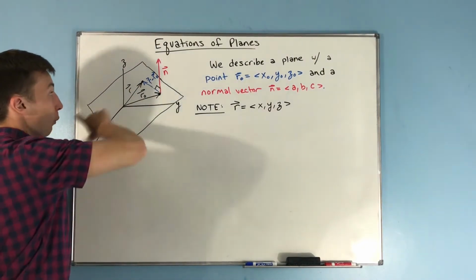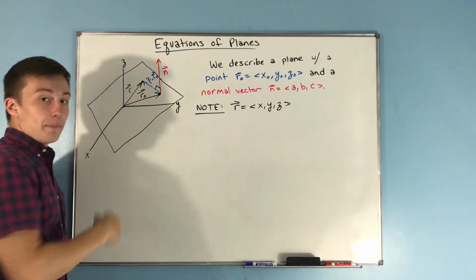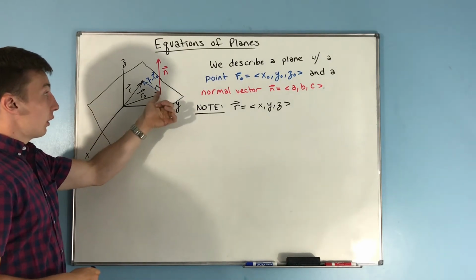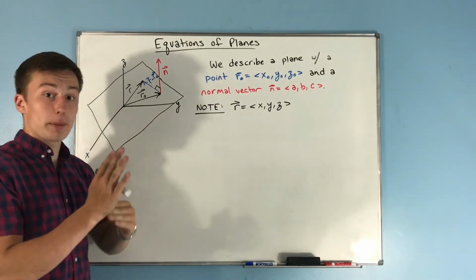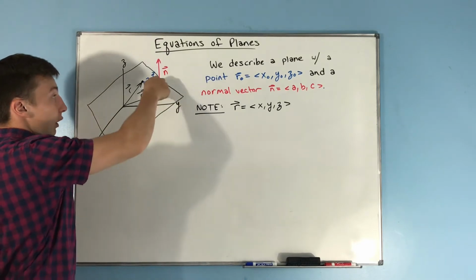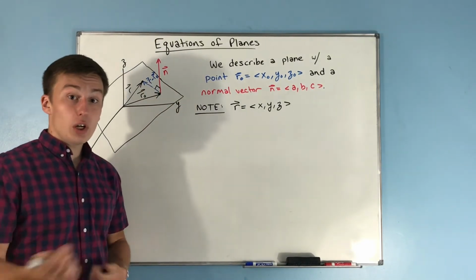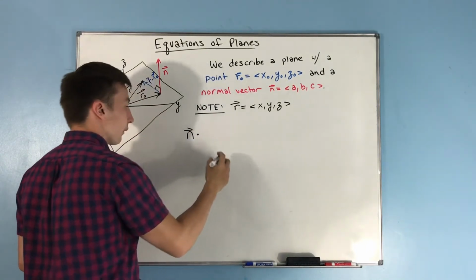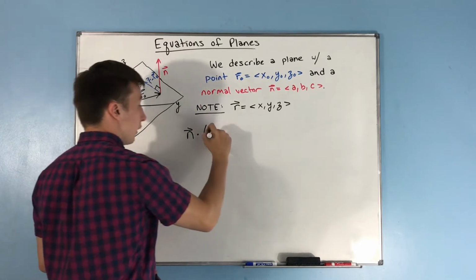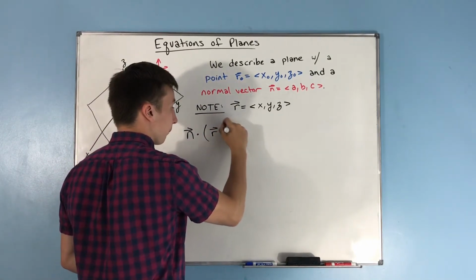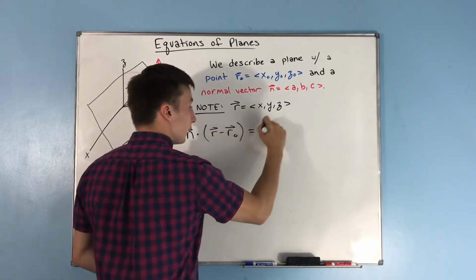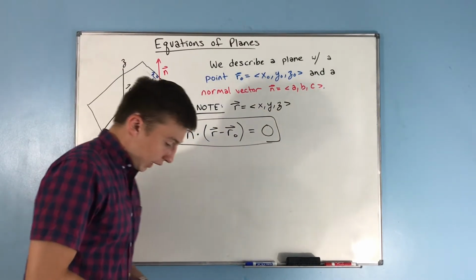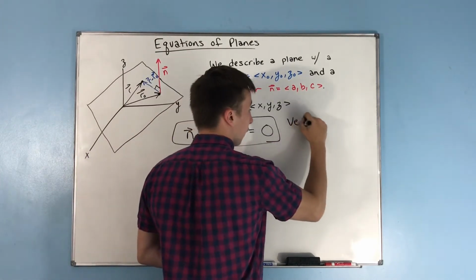And since this is all happening on one plane, the vector that is normal to it is going to be perpendicular, because that's what normal means. It's going to be perpendicular to that vector, r minus r naught. So if you take the dot product, n, the normal vector, dot the vector r minus r naught, you will get 0. And that right there is our first equation, and that is called the vector equation of a plane.